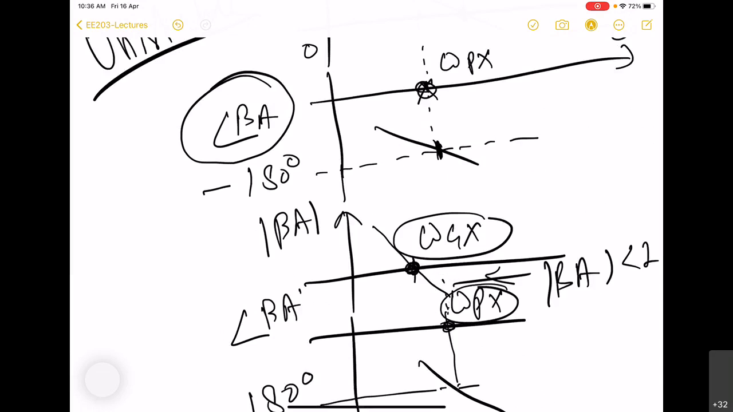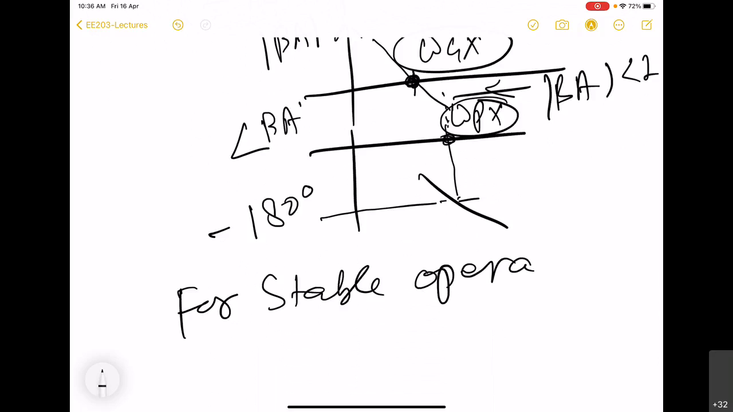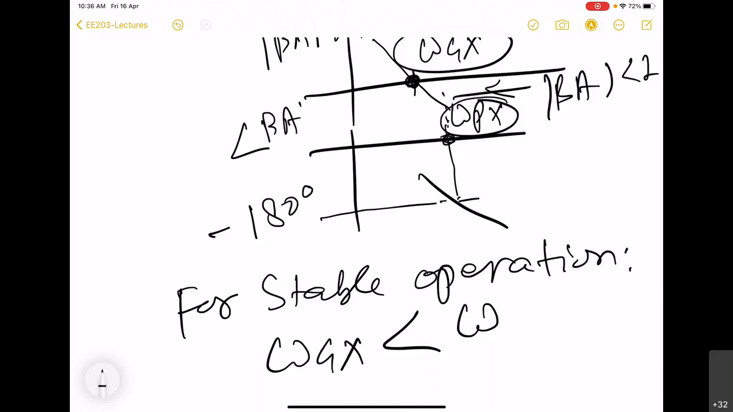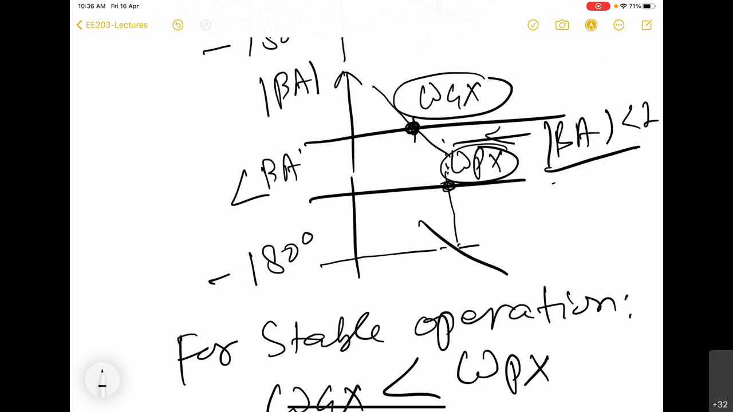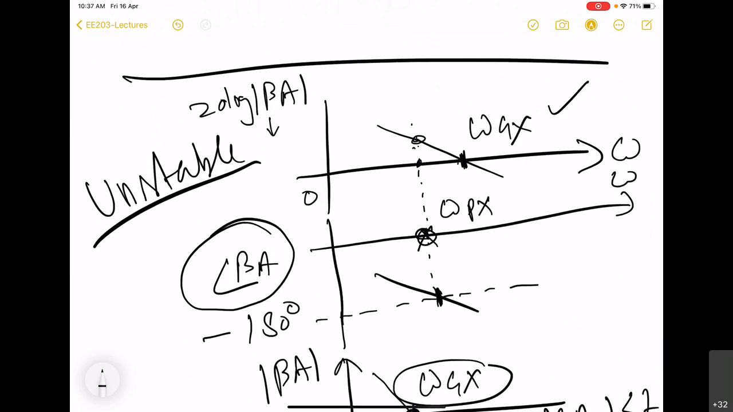So from here we find that whenever gain crossover frequency is on the left side of the phase crossover frequency, that means for stable operation, the gain crossover frequency should be less than phase crossover frequency. So in this case, beta A will never be equal to 1 and it will not oscillate and it will be stable, but here it is going to be unstable in the first example.